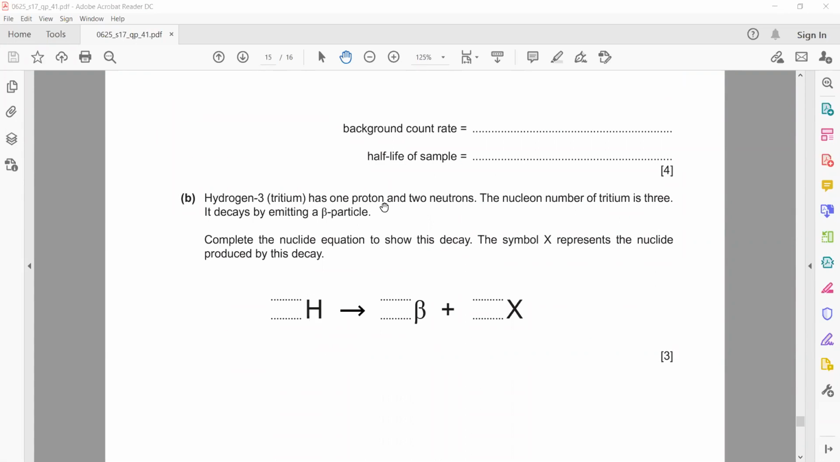Hydrogen has one proton and two neutrons. So if it has one proton and two neutrons, this will be 3, because 2 plus 1, the atomic mass. It decays by emitting beta. So if it is emitting beta, it will be 0 and minus 1. Atomic mass remains the same, and the atomic number in a beta decay increases by 1. So that is the equation for a beta emission by an isotope of hydrogen. Is it clear?